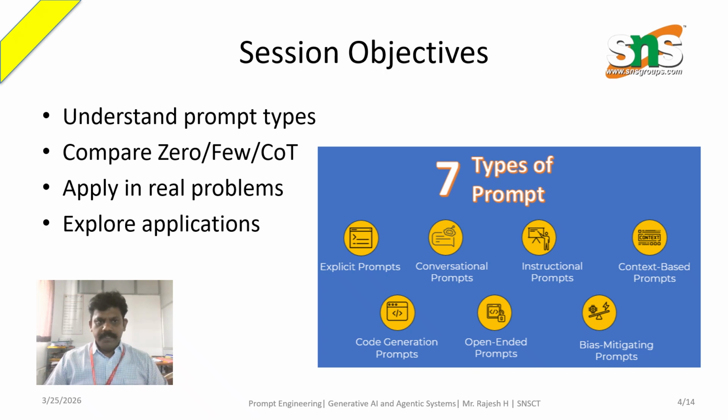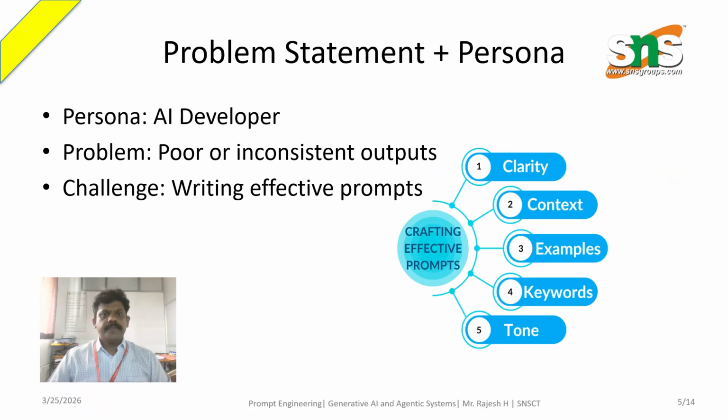So the objective of the session is to understand the seven types of prompts, say from explicit prompt, the conversational prompt, and instructional prompts, then context-based prompts, and the bias prompt, and the open-ended prompts, and code generation prompts. With these seven types of prompting, we are going to compare and apply this in real problems and with the exploration of applications.